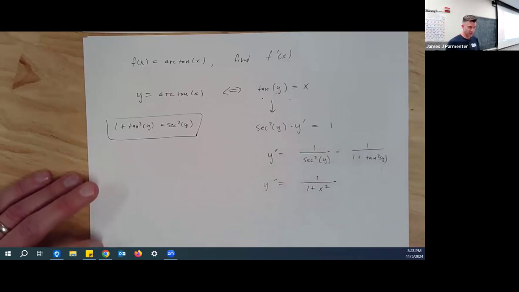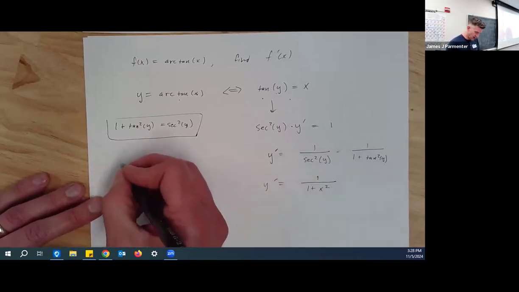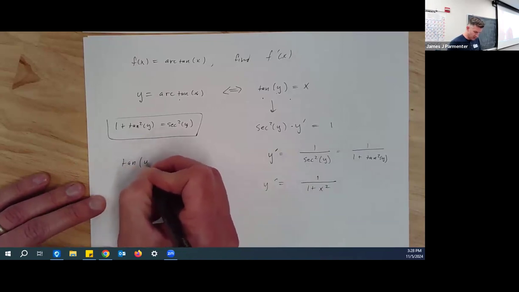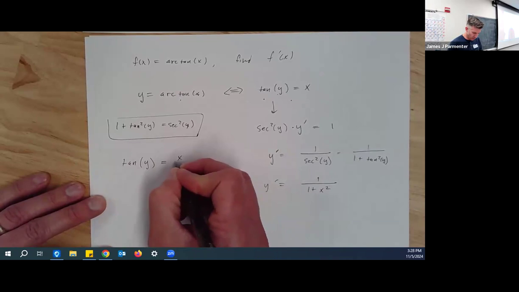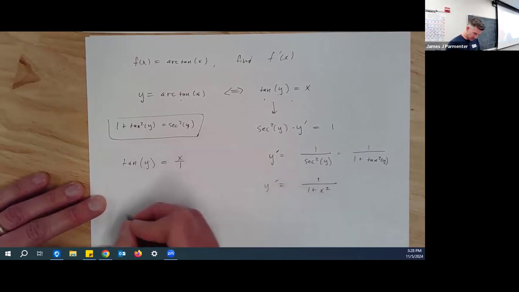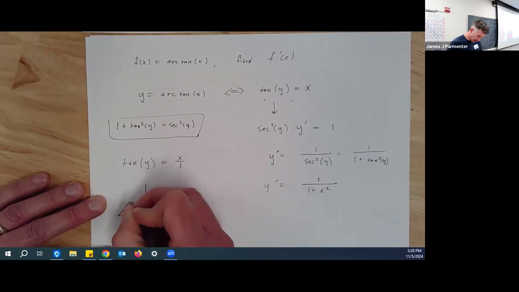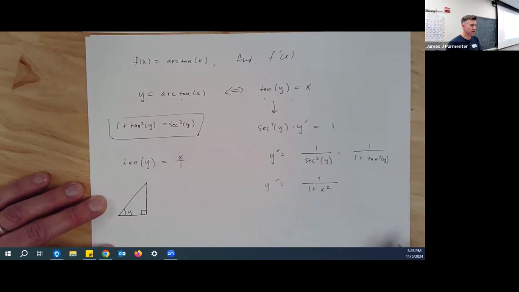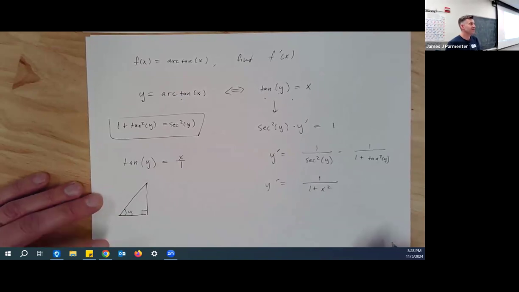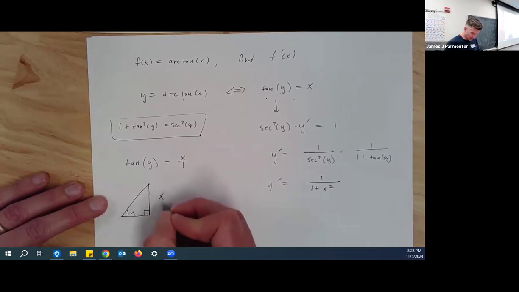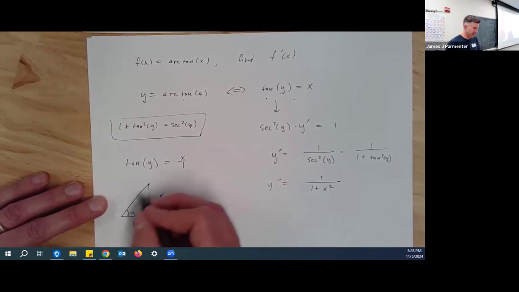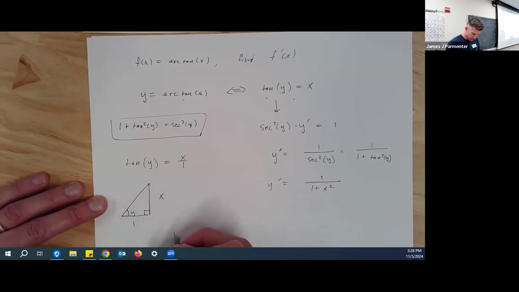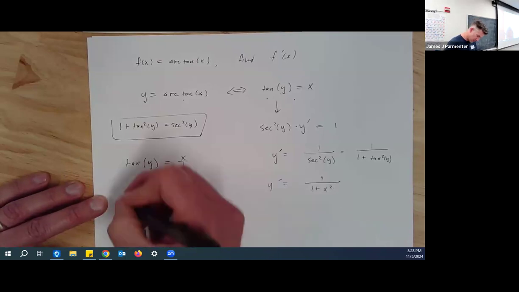Alternatively, and in my opinion, preferably, you could also draw a triangle. You can say tangent of my angle y is equal to x over 1. Because I know that tangent of an angle in a right triangle is which side over which side? Oh, SOHCAHTOA. Right, so opposite over adjacent. And then the third side I can find using the Pythagorean theorem. 1 squared plus x squared equals the remaining side squared. So the square root of 1 plus x squared is going to be whatever is over there.